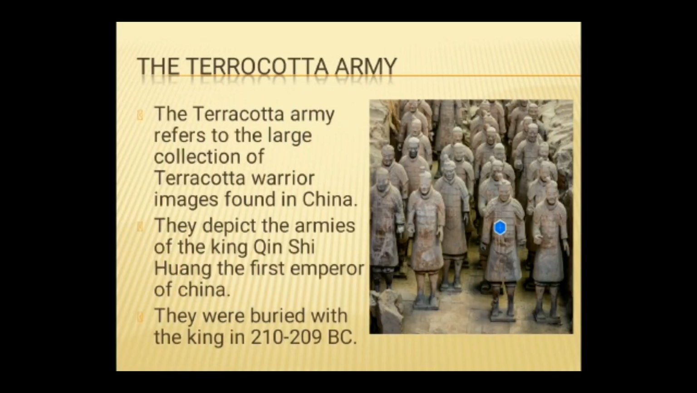The Terracotta Army. The Terracotta Army refers to the large collection of terracotta warrior images found in China. They depict the armies of the king, Qin Shi Huang, the first emperor of China. They were buried with the king in 210 BC. So in this picture, you can see the large terracotta army of the king, Qin Shi Huang, the first emperor of China.